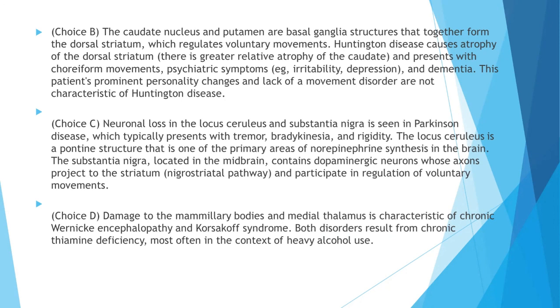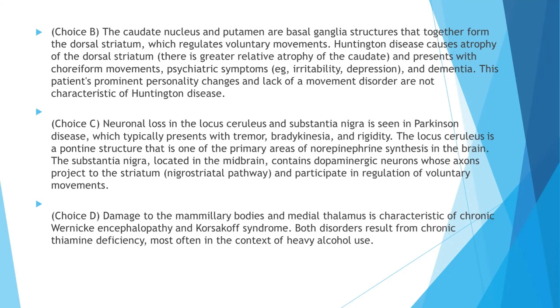Neuronal loss in the locus ceruleus and substantia nigra is seen in Parkinson disease, which typically presents with tremor, bradykinesia, and rigidity. The locus ceruleus is a pontine structure that is one of the primary areas of norepinephrine synthesis in the brain. And the substantia nigra, located in the midbrain, contains dopaminergic neurons whose axons project to the striatum and participate in regulation of voluntary movements.